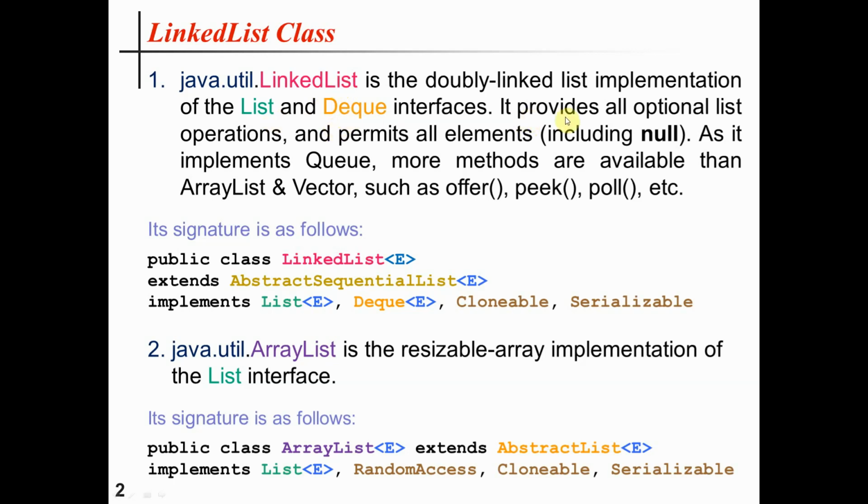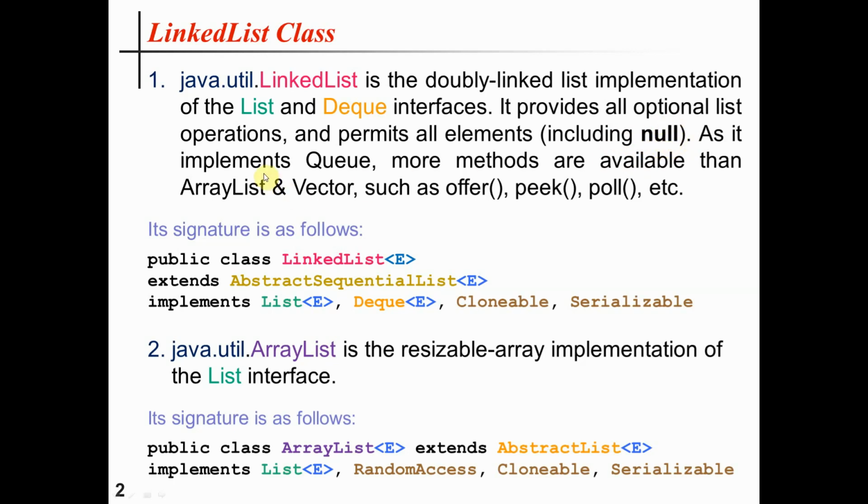This class provides all optional list operations and permits all elements including null. So this is not supported by ArrayList, mind it, but it is being supported by LinkedList. It can also include null values. So it is not being supported by the ArrayList class.